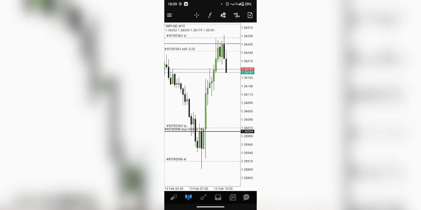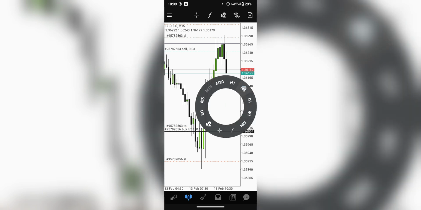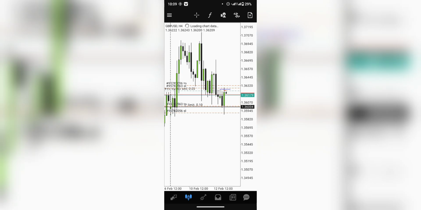I'm just coming down to that area where I expect the buys, because that is actually what I'm on the lookout for, and then we would see higher prices from there.